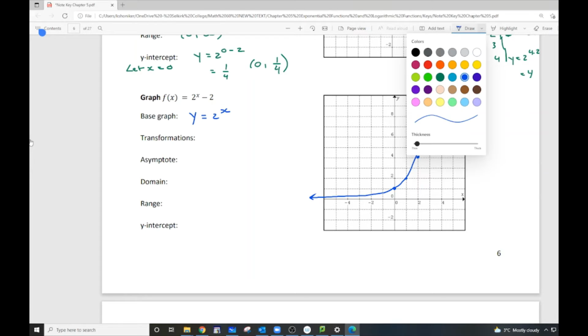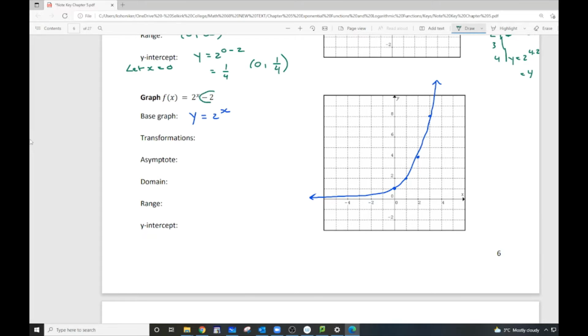All right, so hopefully you paused. Now my transformation is not in the bracket with the x, so this is going to make my graph go down 2. Well, what does that mean? It means that every point on my graph is going to come down 2. So I'm going to start with this one, 1, 2. This one, 1, 2. This one, 1, 2. Down 2. What about these ones?